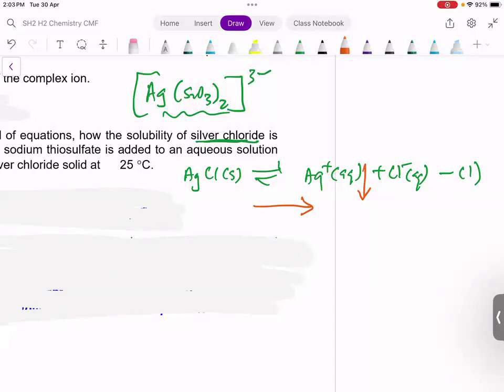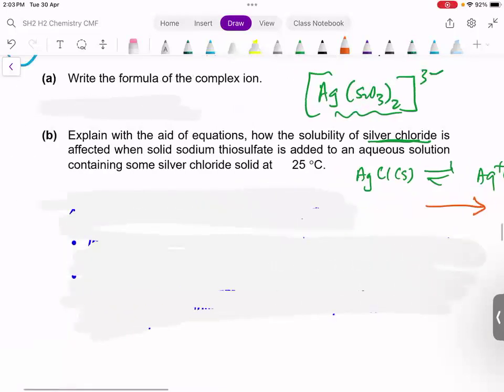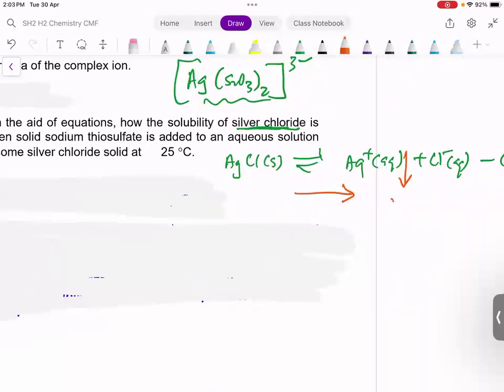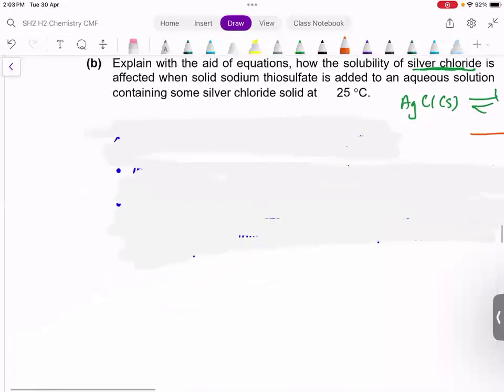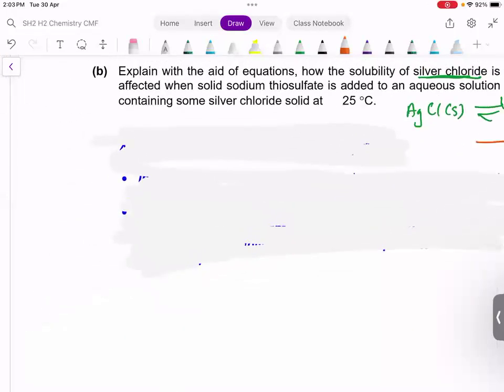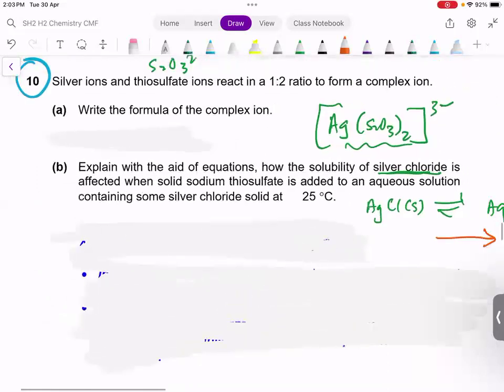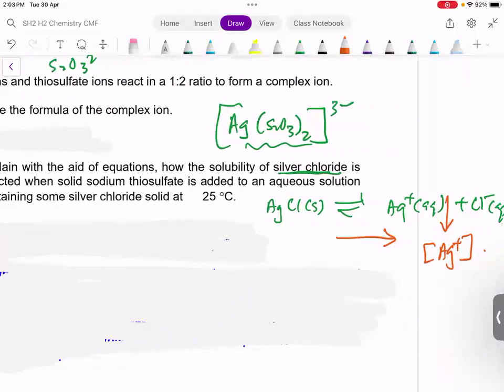Okay, so this is all consistent with Le Chatelier principle. Remember, talk about the changes in concentration of silver plus, not just the number of moles. That's the only thing I want to emphasize here. Again, sorry. No, it will be dissolved in this form.